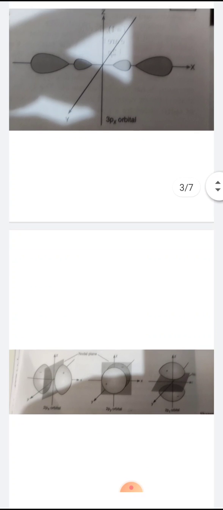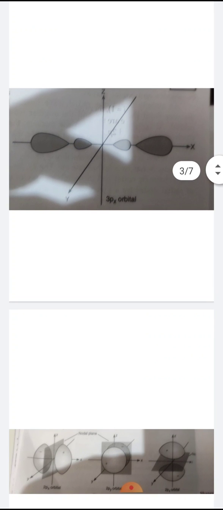As shown in the figure, the 3px orbital is bigger than a 2px orbital and has two lobes on its side, one bigger and one smaller, and in between the lobes there are nodes. The 3py and 3pz orbitals have similar shapes.